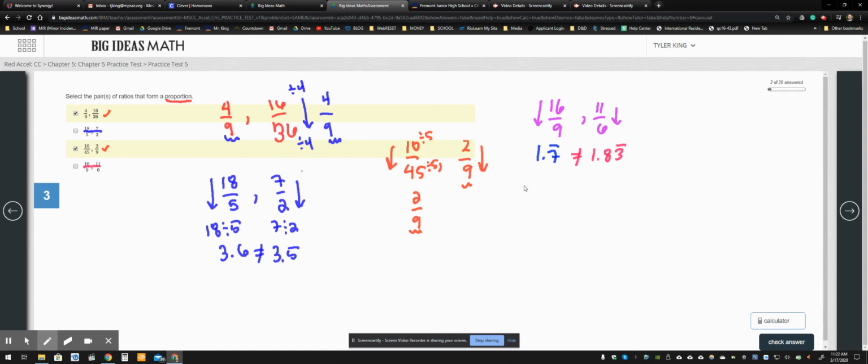Now, there's a couple other ways that we can do this. We can use a cross products method. Looking at this 10 over 45 and this 2 over 9, we can actually do cross products. What we mean by cross products is that we'll do 10 times 9 gives us 90, and 45 times 2 also gives us 90. Because this cross products works, it's just like reducing this fraction. Because this cross products works, we can know that they are proportional.